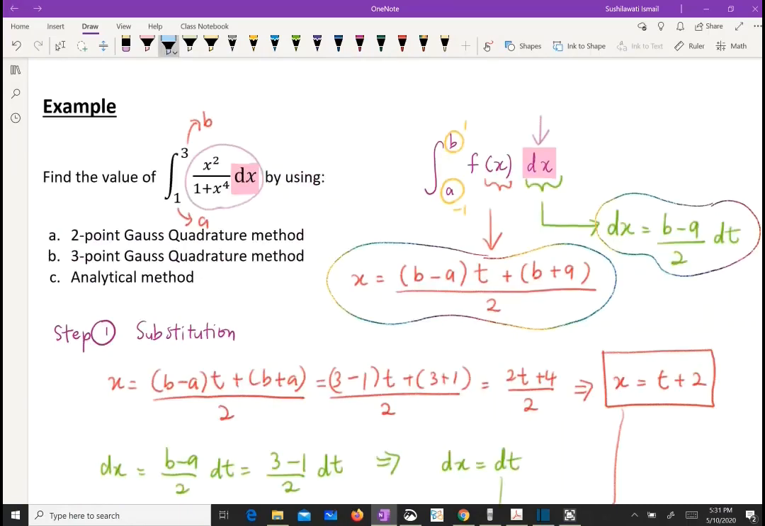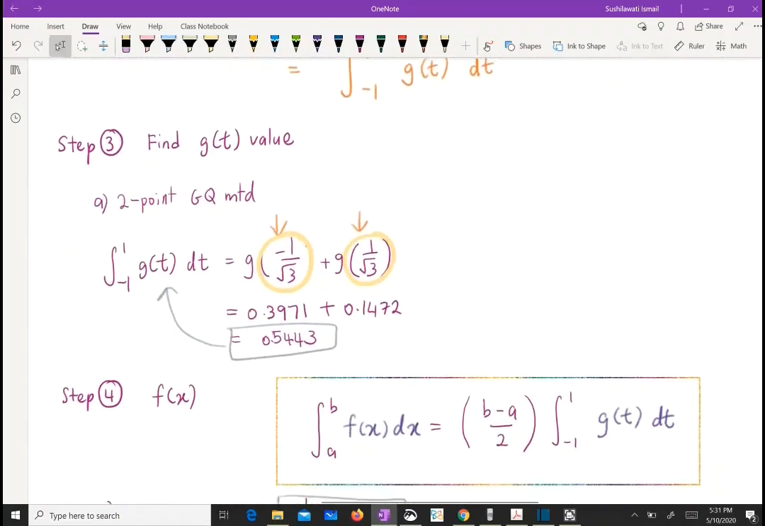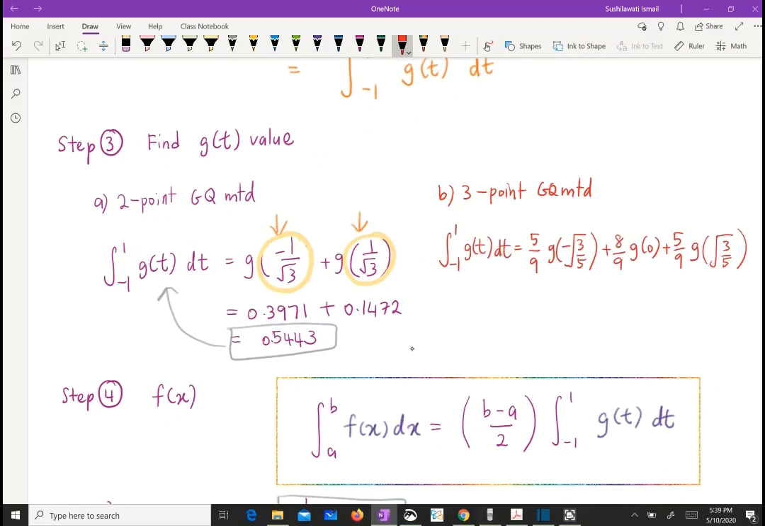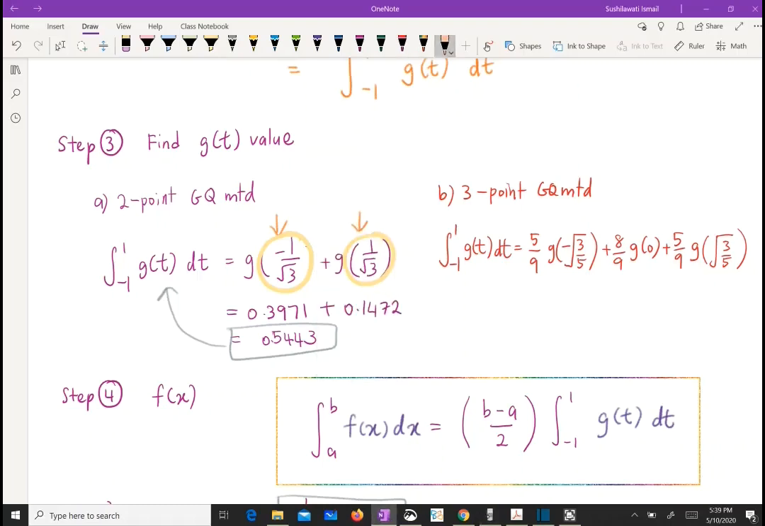And now our second question is using the 3-point Gauss quadrature method. We can just proceed with the same steps until the third step. At the third step, we will use the formula for the 3-point method. The formula is longer than the 2-point method. Then insert the same equation that we used in the 2-point Gauss quadrature method and replace the value of t with this one, 0, and this one.